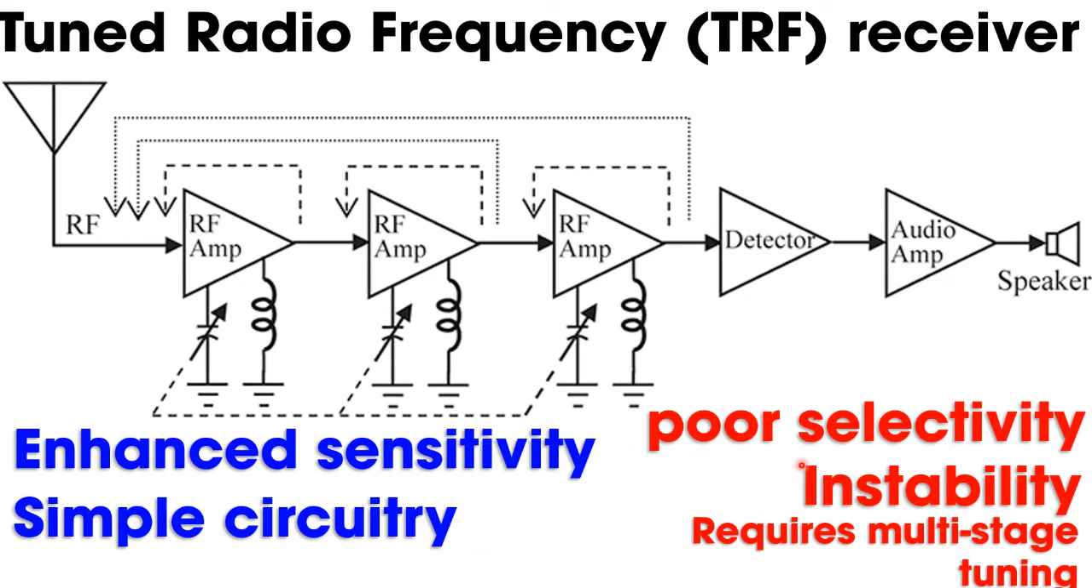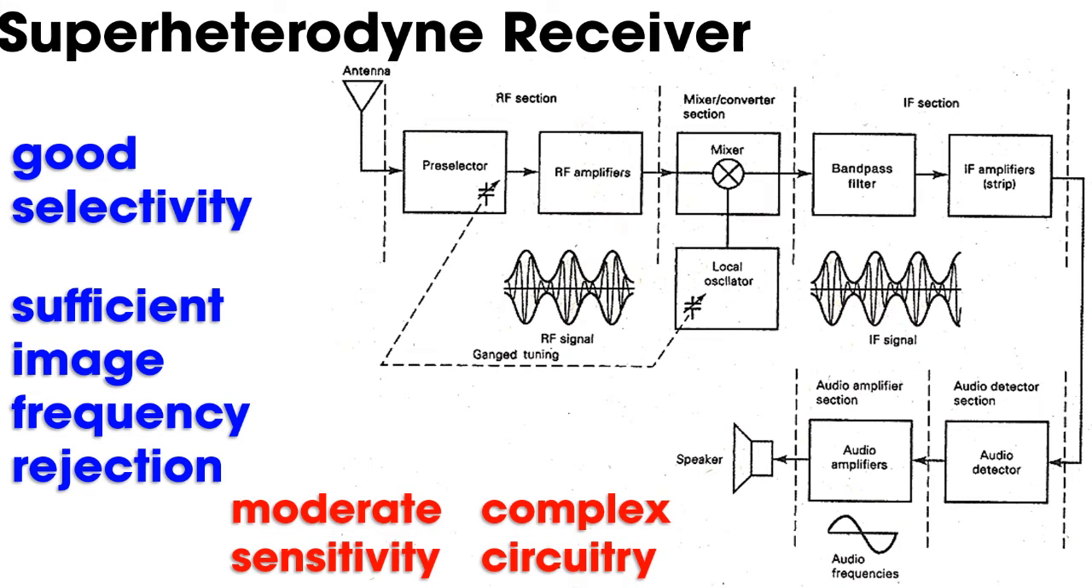However, it has three major disadvantages. The first one is that it has poor selectivity, it is somewhat unstable, and it also requires multi-stage tuning. Now, with the development of the superheterodyne receiver, TRF receivers are seldom used except for special purpose single station receivers, and therefore do not warrant further discussion.